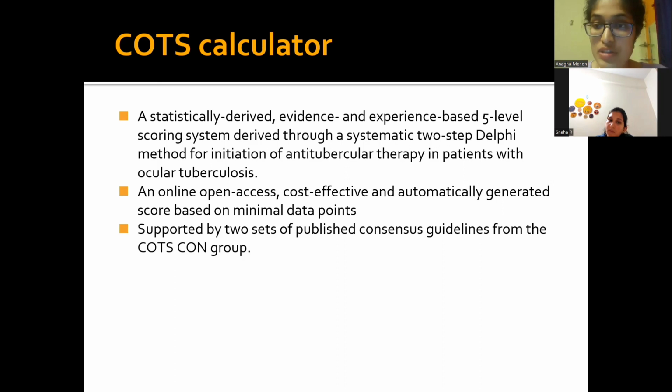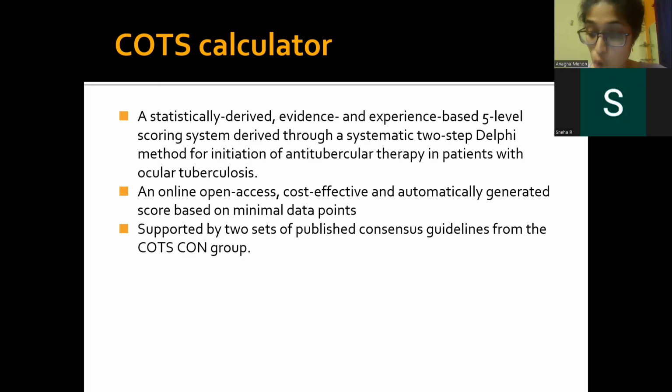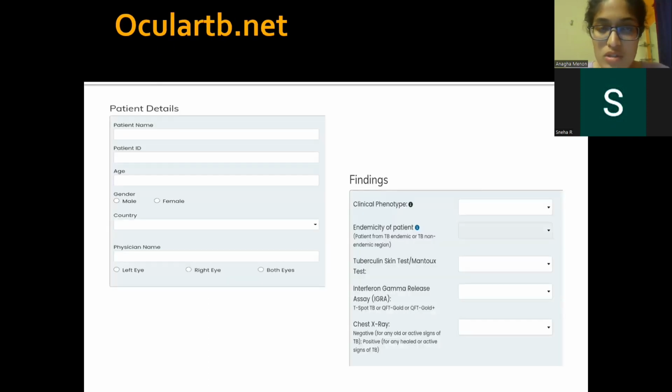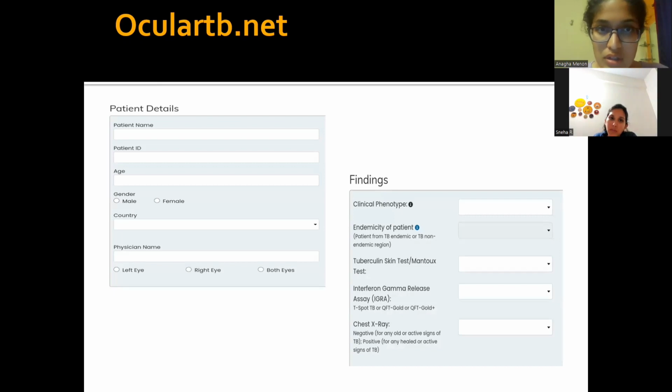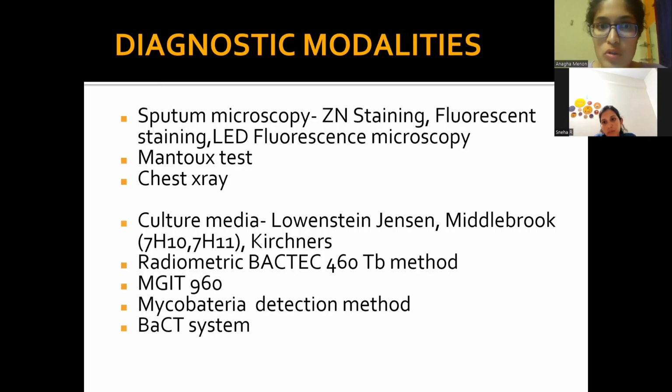Okay. So this COTS calculator is from the Collaborative Ocular Tuberculosis Study group, and the guidelines were framed by the COTS conference. This is oculartb.net, you can actually find it. You just have to enter the patient details: country, clinical phenotype, endemicity, the Mantoux results, the interferon gamma release assay result, and chest X-ray result. And from this, the COTS calculator will tell you whether it's a case of ocular tuberculosis or not.